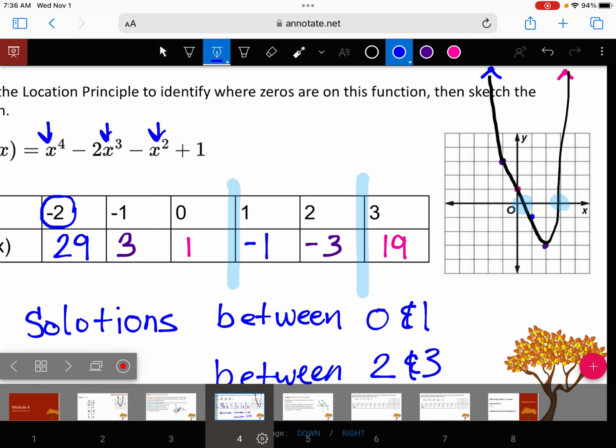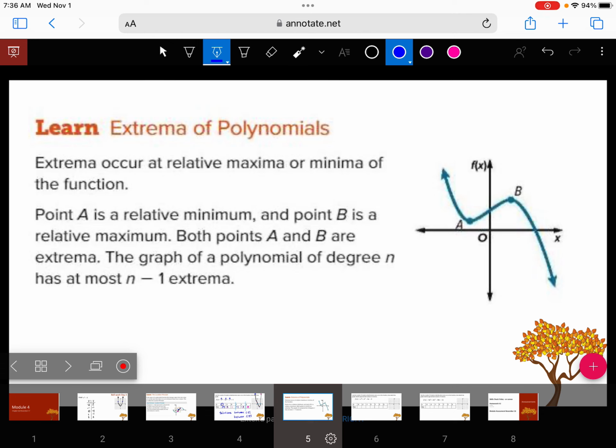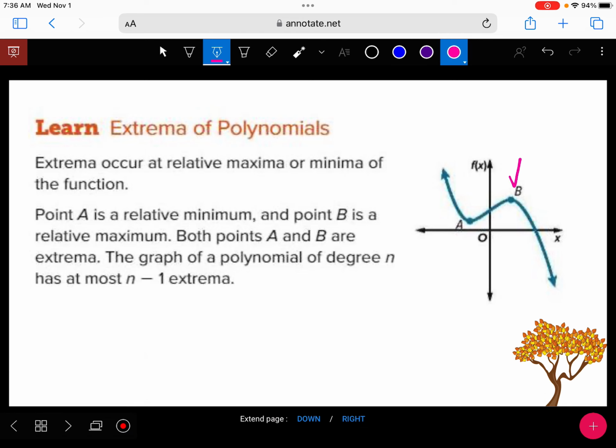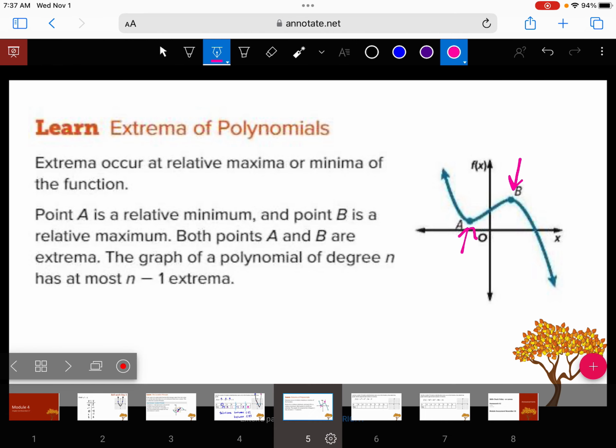So I'm going to put up another little definition, and what that is just talking about is our extrema again. We're looking at the extrema where it changes directions. So we've got a relative minimum and a relative maximum on this little picture. Extrema are where it changes direction, where it turns. We don't really need the rest of this definition. It's not going to be a huge deal.